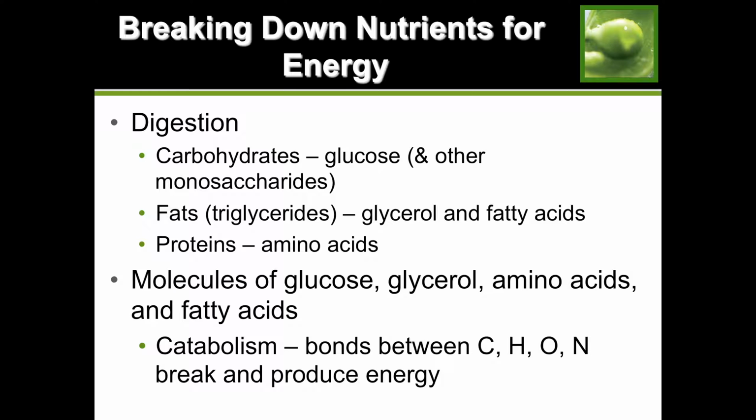All right, so digestion. So you start breaking down nutrients for energy, and that is through digestion. So we know that from carbs you get your glucose and other monosaccharides. From your fats or triglycerides you get glycerol and fatty acids, and from your proteins you get your amino acids. So the molecules of glucose, glycerol, amino acids, and fatty acids continue to get broken down. So through catabolism, the bonds between the carbon, the hydrogen, the oxygen, and the nitrogen are broken. They start to break, and this produces energy.